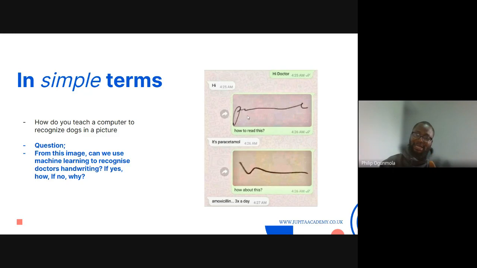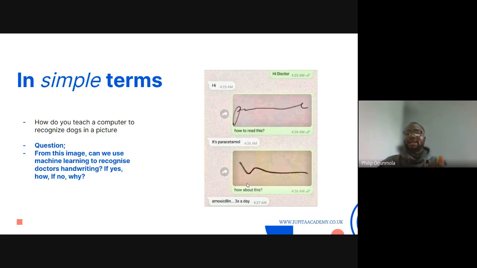I place it in the data set and call it paracetamol. On another one, I call it amoxicillin. For this particular paracetamol, there are different variations, because different doctors can write it in different ways. I paste and paste and paste and label them all paracetamol. Say I'm done training that machine to understand doctors' handwriting with close to 13,000 rules of information.